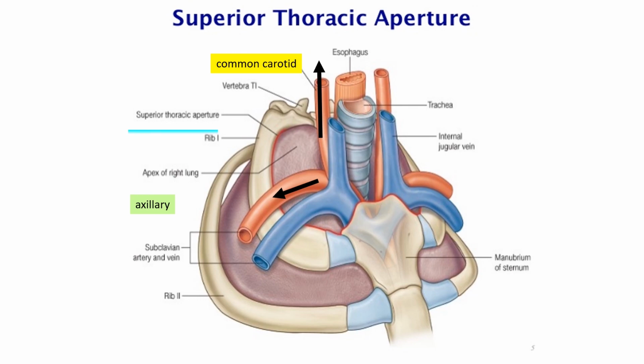As it reaches the lateral margin of the first rib, it is going to change its name. It is not going to branch. It is going to change its name according to the position of the artery. After crossing the lateral border of the first rib, it is going to be called the axillary artery as it enters the axilla.